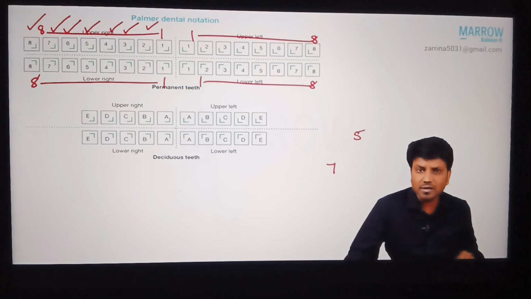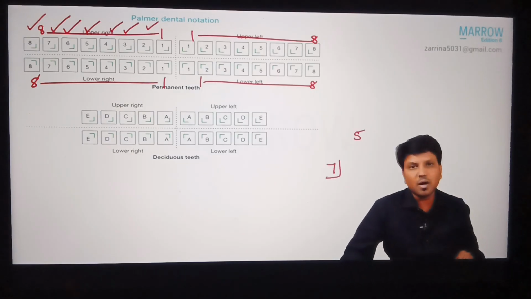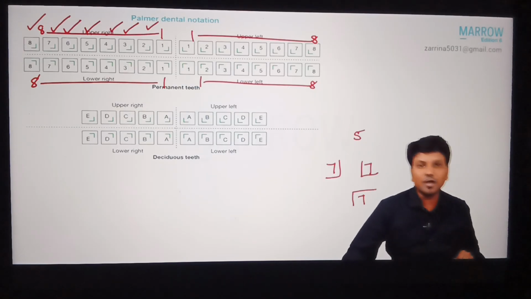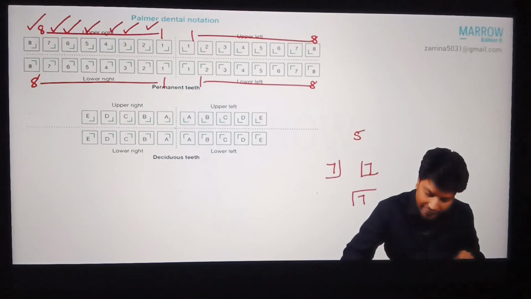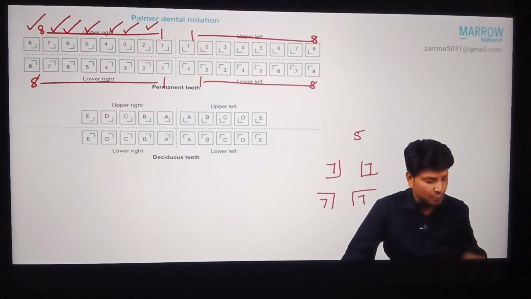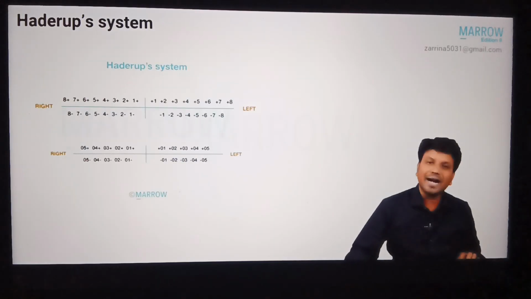But how will you know which quadrant it is? Suppose if I write like this, it is a molar 2 in the right upper quadrant. If I write like this, it is a molar 2 in the left upper quadrant. If I write like this, it is a molar 2 in the left lower quadrant. If I write like this, it is a molar 2 in the right lower quadrant. You need to make symbols. Palmer's notation. Very difficult.